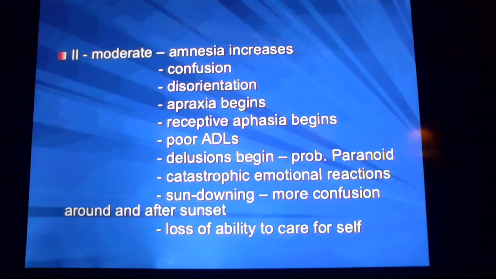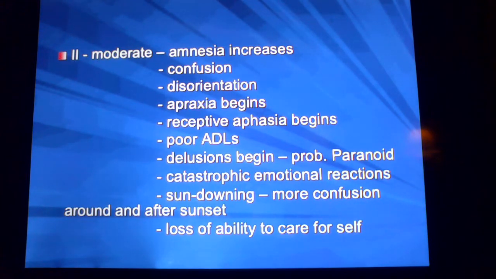All right, stage 2, moderate. Amnesia increases here. Increased confusion, person's getting disoriented. Apraxia begins. Receptive aphasia begins. Poor ADLs, in other words, they're not taking care of themselves very well. They can become delusional also. These delusions many times can become paranoid. It's not uncommon for people, even elderly people without dementia, to have thoughts that people might be taking things from them. Okay?